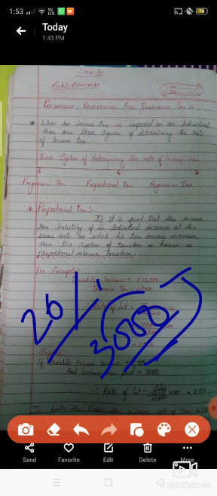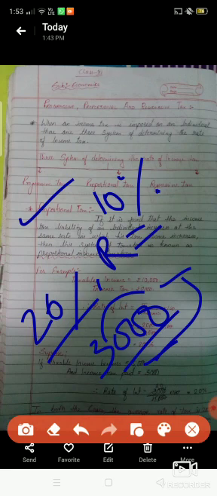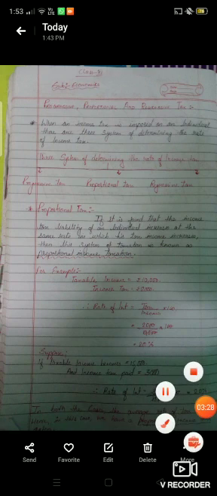So if the rate of tax has increased at the same rate at which the income has increased, then it is known as proportional tax. It means here if the income is increasing by 10%, then income tax is also increasing by 10%. So both the rates are the same. So this is known as proportional tax.